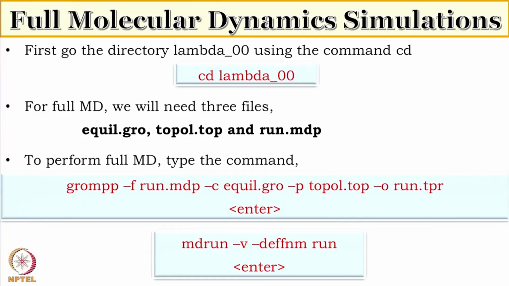So the output file which is of my interest in calculating free energy is the xvg file. So we will have this run.xvg file which will contain the potential energy as a function of time. Suppose you are performing for 200 picoseconds. So from 0 to 200 picoseconds it will write the potential energy at each time frame. So similarly you are done with the calculation in the lambda 00 directory.